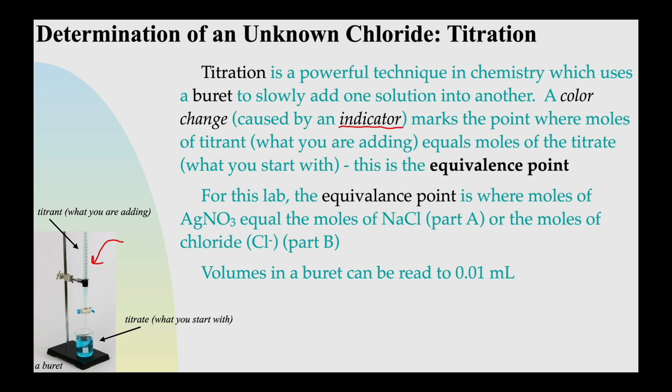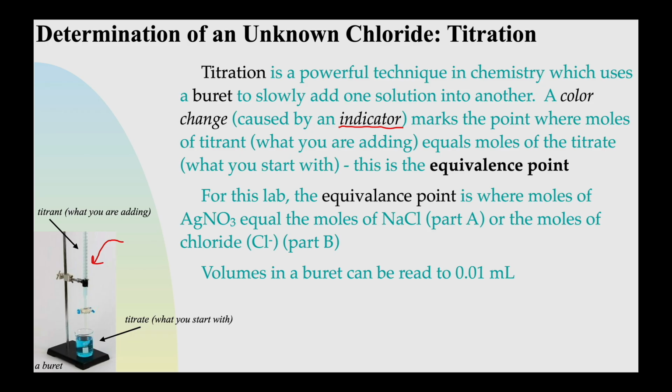Our indicator in this particular experiment is potassium chromate, and it makes kind of a cool color when you get to this equivalence point. And I'll show you in the video later how that works out. Equivalence point is the moneymaker, though. Equivalence point means that the moles of what you're adding equal the moles of what you started with.